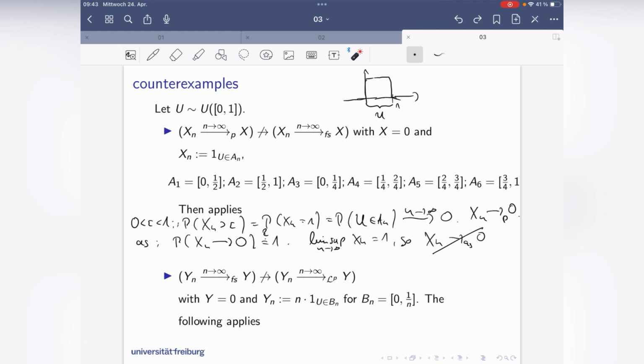Another difference in this example is that I do not take only the indicator function of Bn, but n times the indicator function of Bn. And that has a consequence.